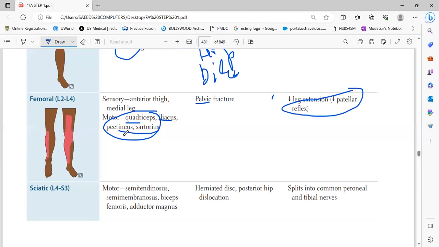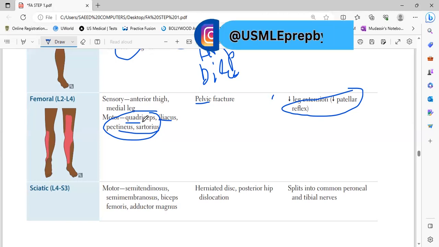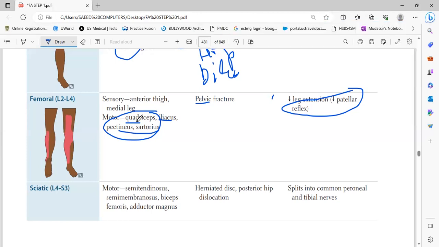Here, what are the quadriceps? You know, rectus femoris, vastus lateralis, vastus medialis, vastus intermedius. Those are the quadriceps muscles. There are four muscles that do leg extension.